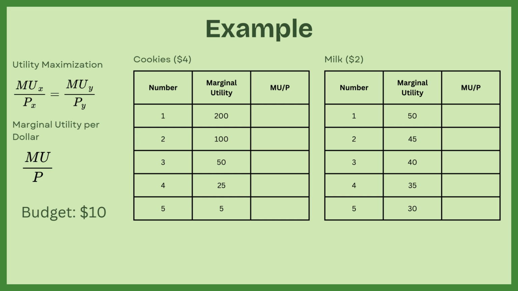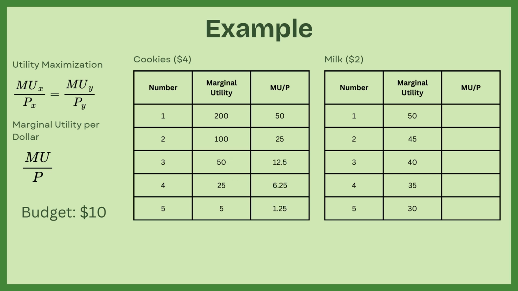The price of cookies is $4. For the first cookie, the marginal utility of 200 will be divided by the price of $4, giving us 50 utils per dollar. For the second cookie, 100 divided by $4 gives us 25 utils per dollar. Continuing this pattern, you can fill in the rest of the chart.